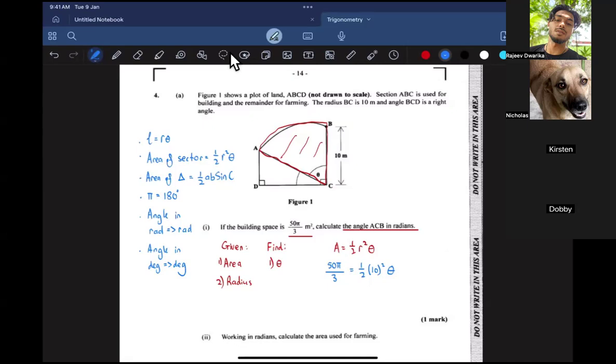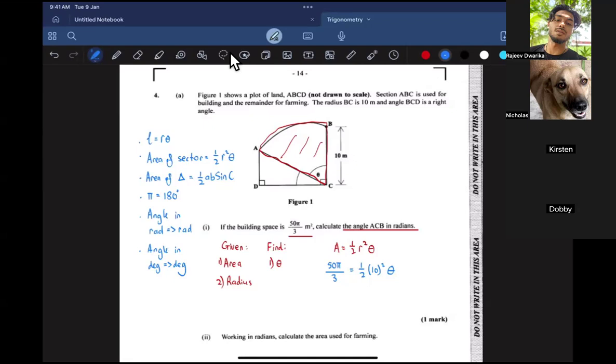Did anybody find theta? If you did, let me know. We have a winner here. Nicholas, that's correct. But you wouldn't say it like that. You would say that theta is the answer radians. You wouldn't say that it is equal to theta radians. You would say that theta is equal to the answer radians.